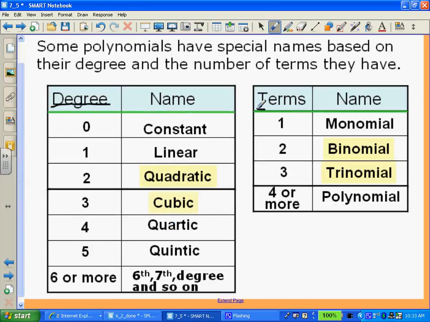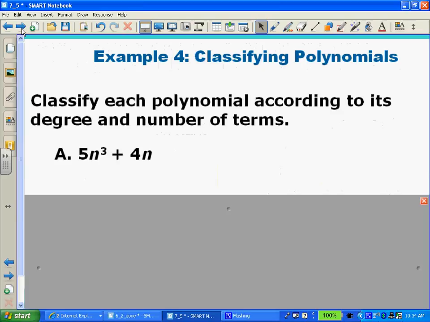Then we can also name it based on how many terms it has. If it just has one term, we call it a monomial, like we talked about earlier. If it has 2 terms, we call it a binomial. 3 terms, trinomial. And then anything more than 3, we just call it a polynomial. You'll see here that quadratic, cubic, and binomial, trinomial are highlighted. I highlighted those because those are your most commonly used names. So those are names you're going to want to know.